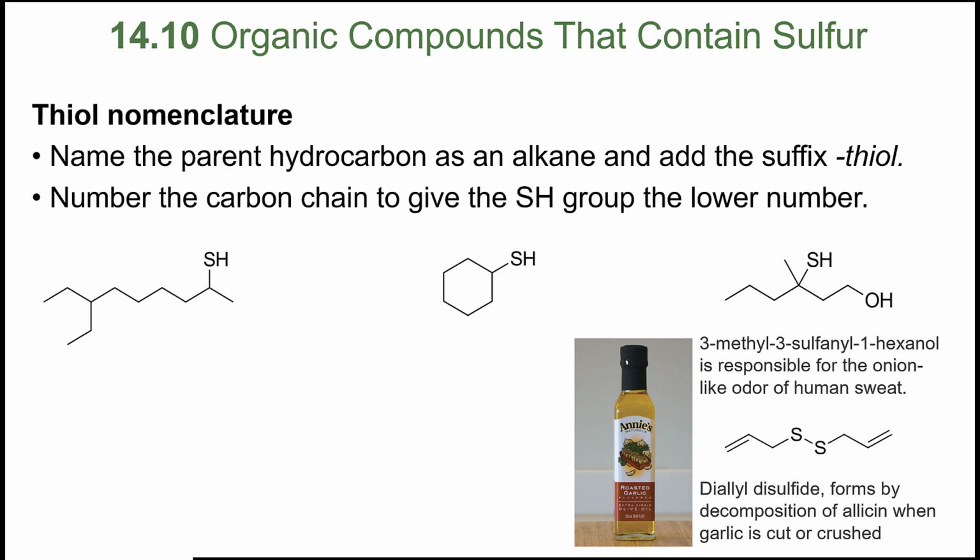When you're naming thiols, you name the parent hydrocarbon as an alkane, then add the suffix thiol, and number the carbon to give the thiol the lower number. So this is 1. We have 7-ethyl-2-nonanethiol. And this will be cyclohexanethiol. And then 3-methyl-3-sulfanyl-1-hexanol is responsible for the onion-like odor of human sweat, which you can see the structure of there. And this disulfide is diallyl disulfide, which forms by the decomposition of allicin when garlic is cut or crushed.